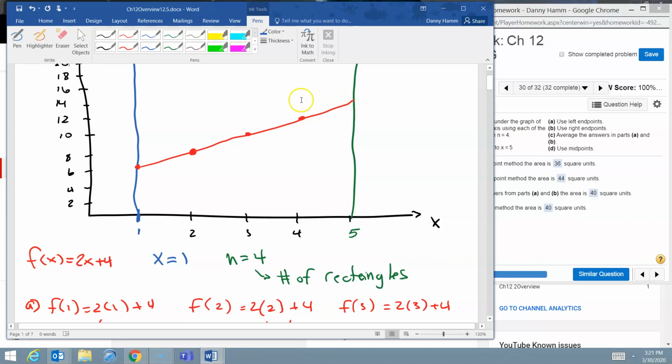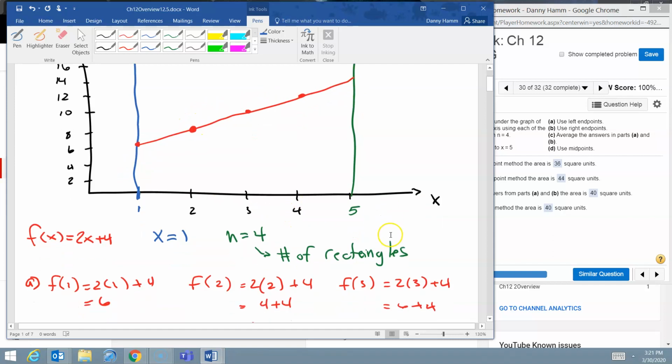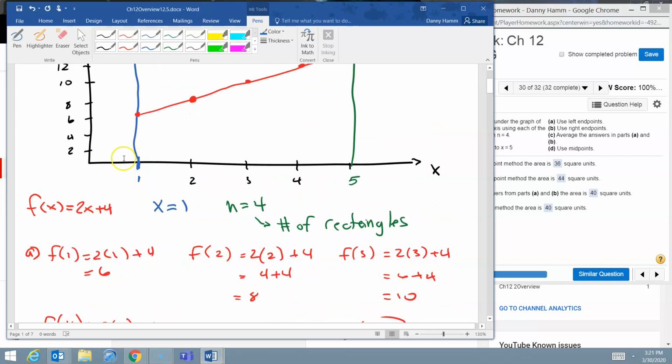So we start from the right, we go to the left, from 5, and then 4 to 3, 3 to 2, and then from 2 to 1. And so in this one, we won't see an f sub 1.